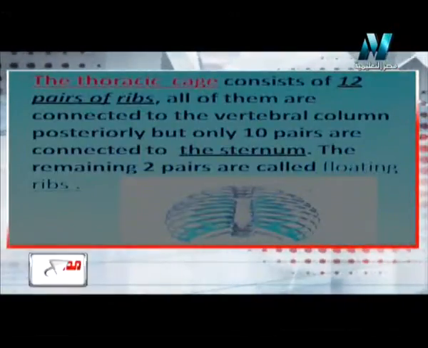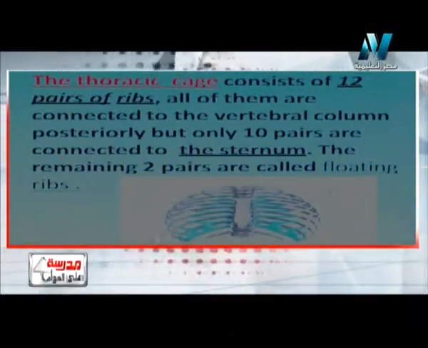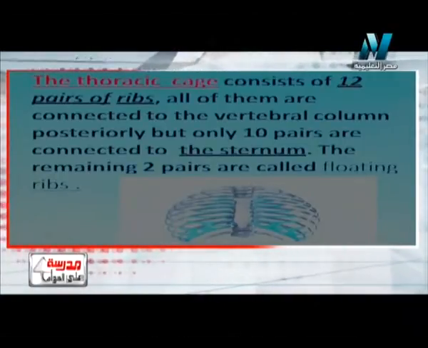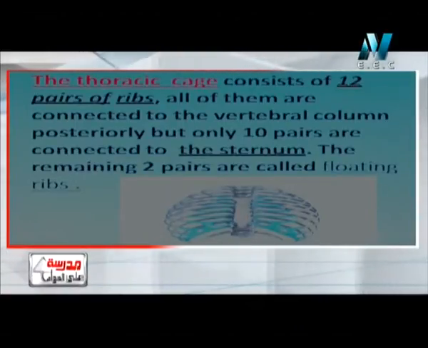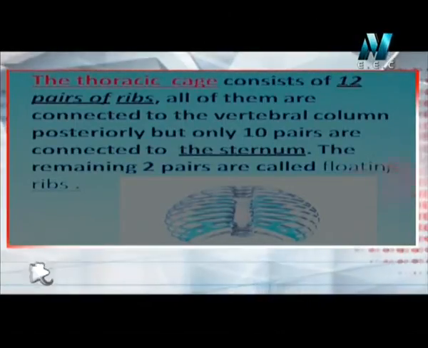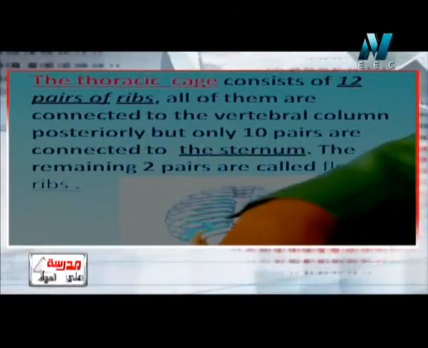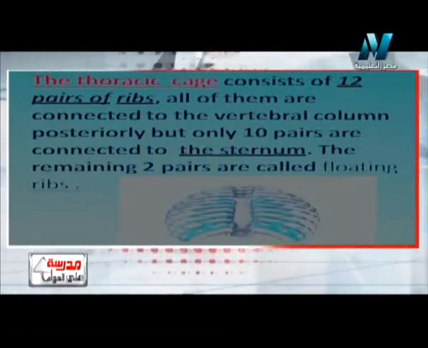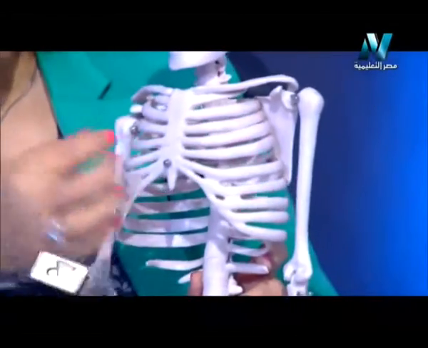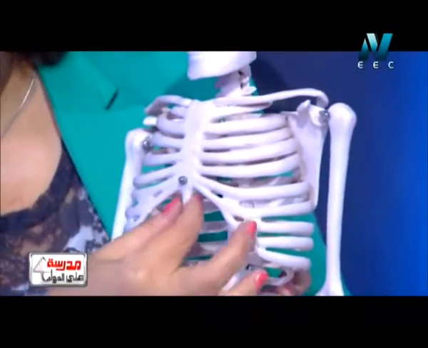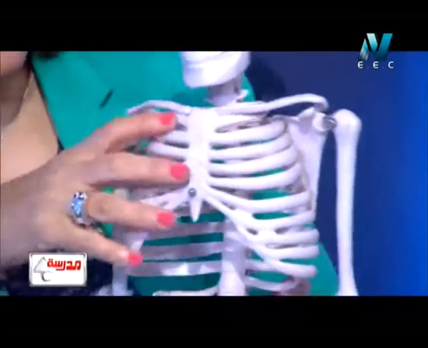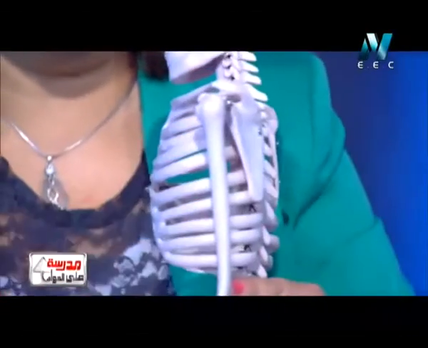The thoracic cage consists of 12 pairs of ribs. All of them are connected to the vertebral column posteriorly, but only 10 pairs are connected to the sternum. The remaining 2 pairs are called floating ribs. If you look here, this is the rib cage, consisting of 12 pairs of ribs. They are connected anteriorly by the sternum, which is a flat, pointed, cartilaginous bone, and posteriorly by the thoracic vertebrae.